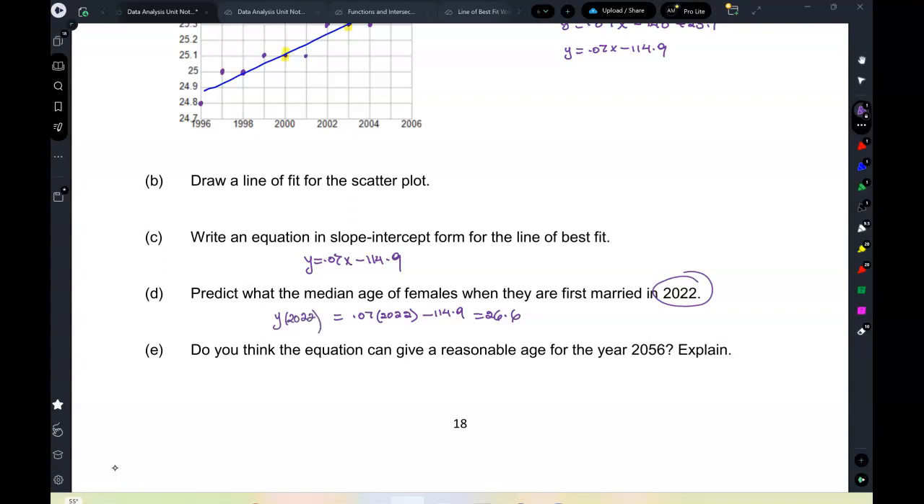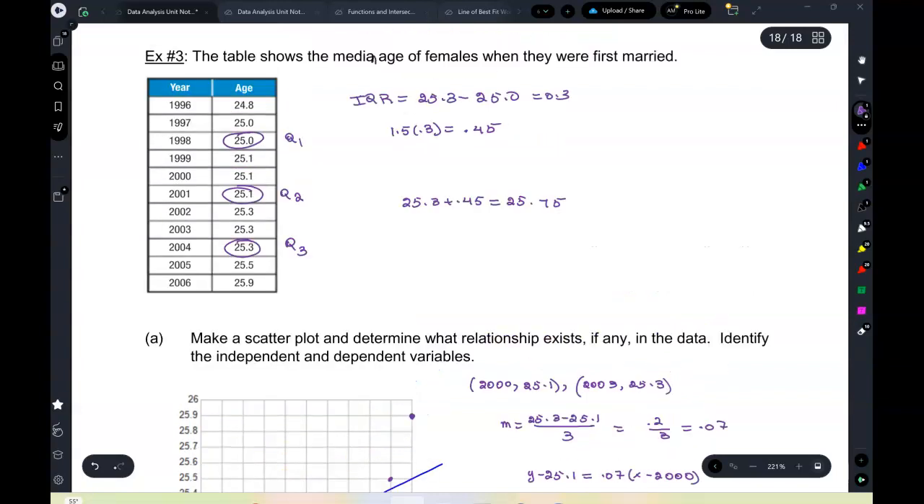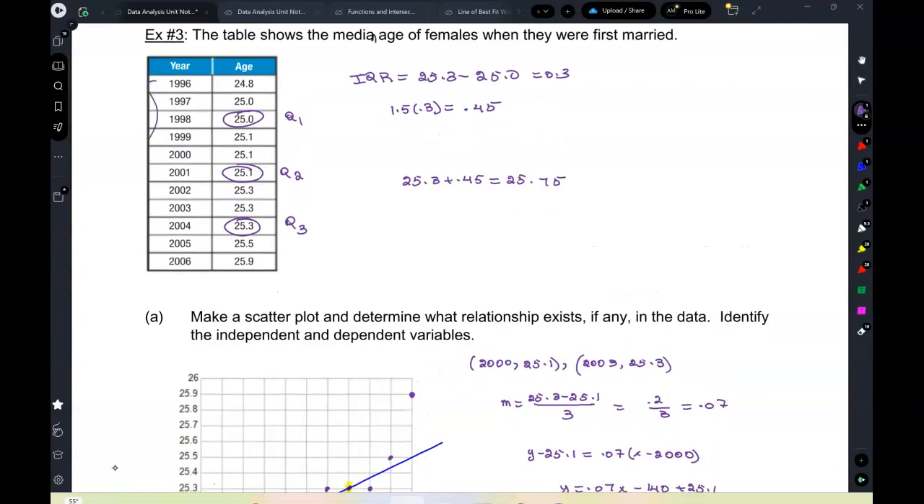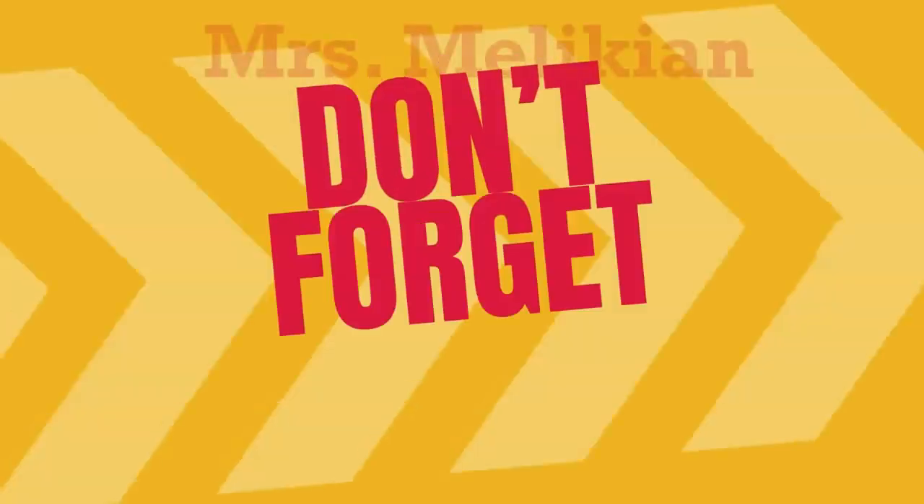And then here, do you think the equation can give a reasonable age for the year 2056? What do you think? I mean, we don't know by then, right? I think the correlation is way too far to do that. We would need more data, because this is such close data, just like 20 years, and then to go 50 more years is a little bit much. All right, so that's it for today, and I do have a worksheet for you.